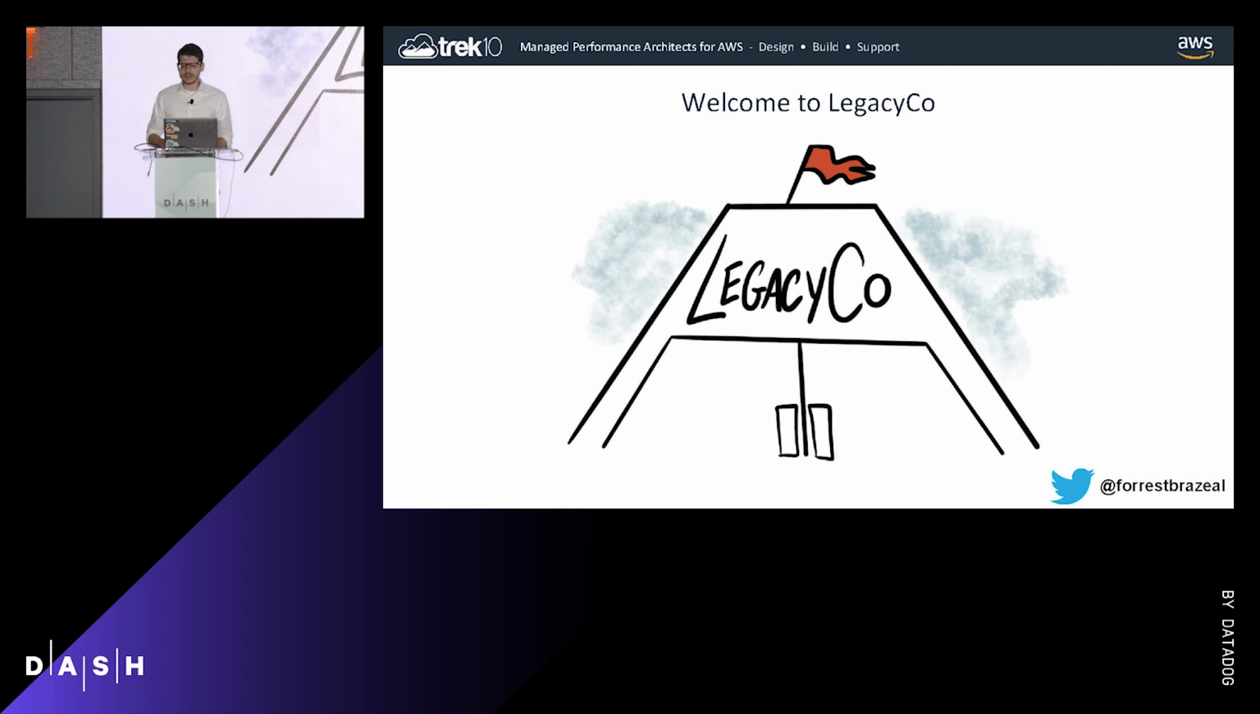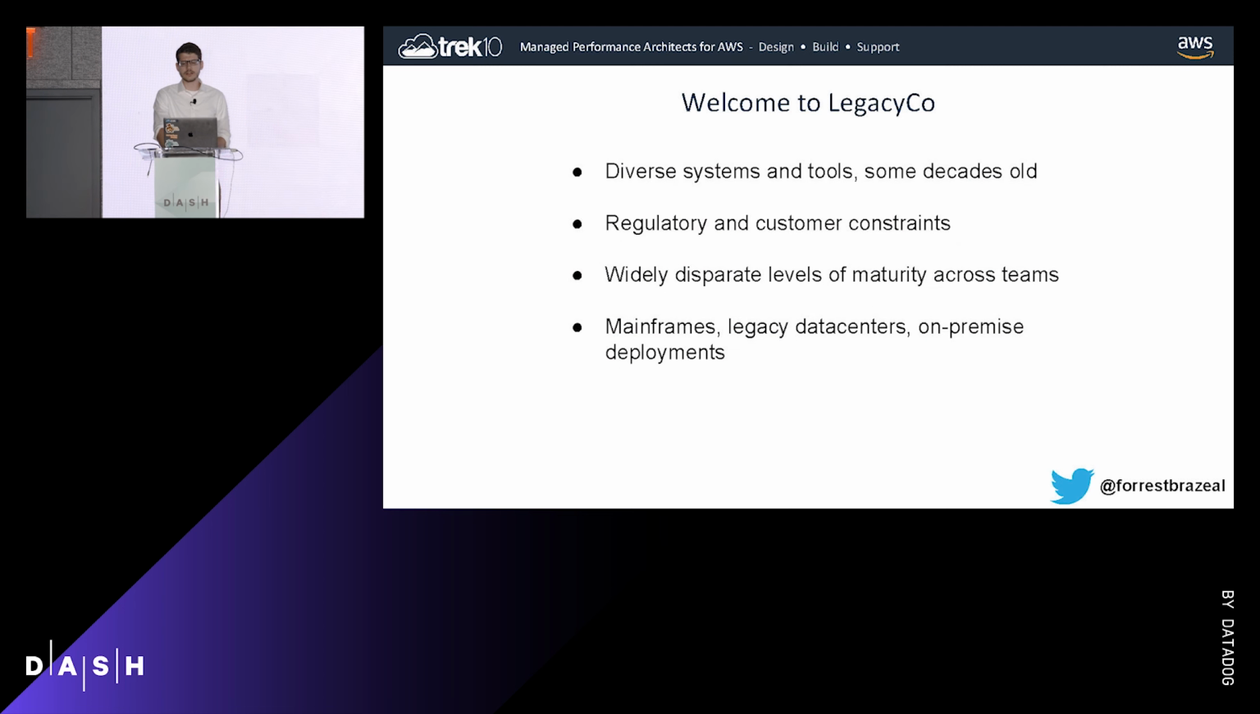And Legacy Co. is a large company that's got some very unique, but perhaps we could say common problems to enterprises. Diverse systems and tools, some are decades old in some cases. They've been building for a lot of time. Regulatory and customer constraints exist. They can't just change things willy-nilly. They've got a widely disparate level of maturity across teams. I think this is key to understand. There is no single level of technical maturity at a company the size of Legacy Co., which may be across the country, it may be across continents. You've got some teams that are very forward-looking. You've got other teams that are definitely lagging behind.